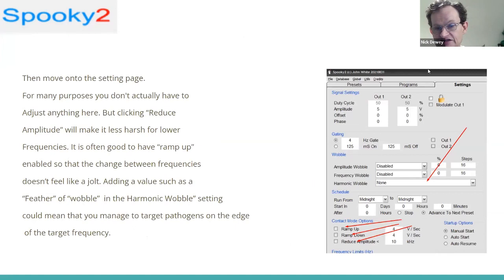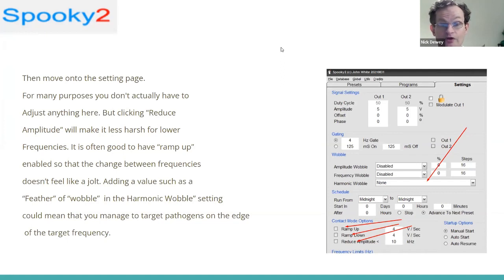Then we can go onto the settings page if you want. For many cases, you don't have to. Why? Because we've already clicked on the shell, which has already adjusted most of the settings for you. But there may be one or two other ones that's worthwhile playing with if you require. You can reduce amplitude at the bottom of the screen, which will make it less harsh for lower frequencies. So if you're using some very traditional database programs, which require low frequencies, clicking on reduce amplitude, making sure that checkbox is ticked, will make it a little bit easier.